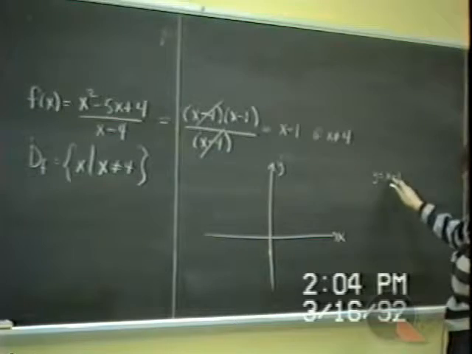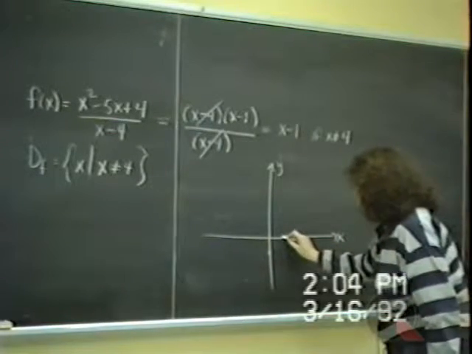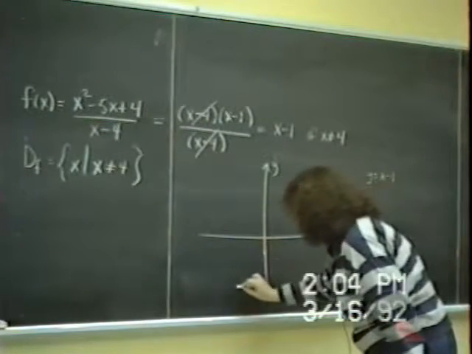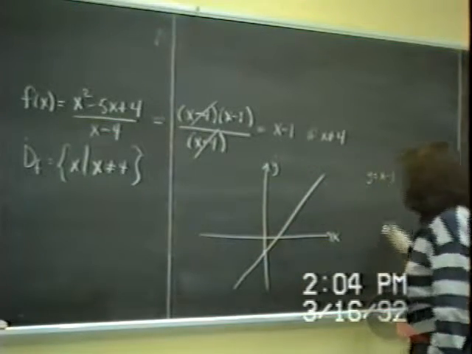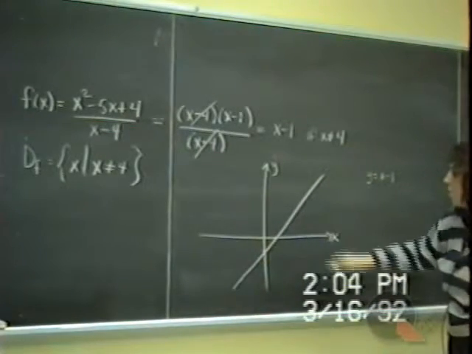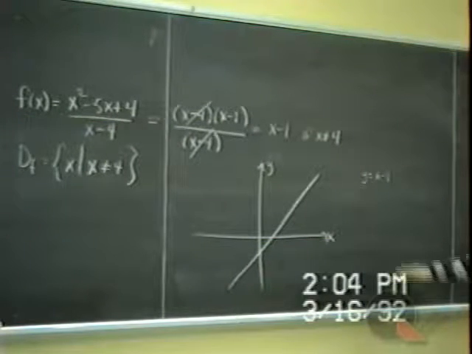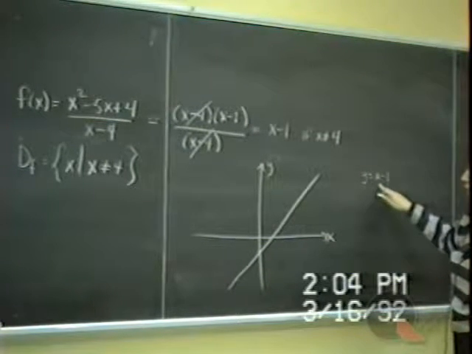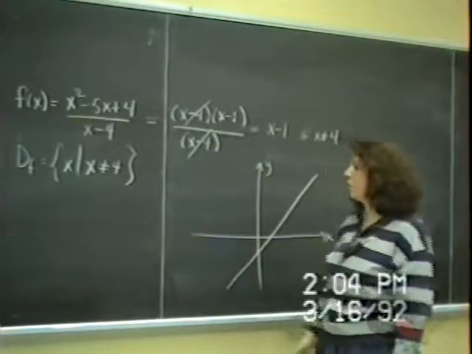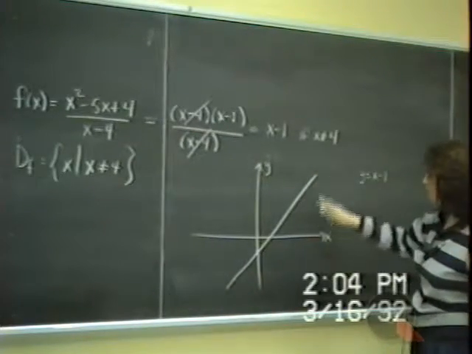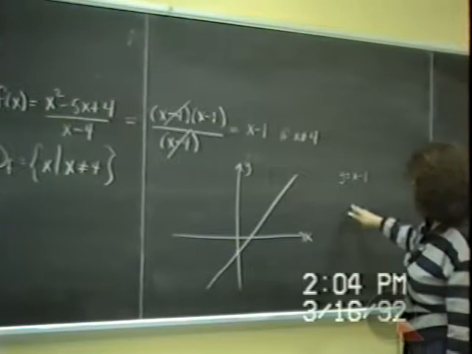If y is 0, x would be equal to 1, and it would look something like this. It would go through (0, -1) and (1, 0). Okay, now that's the graph of y equals x minus 1. But the domain of this function f is all x not equal to 4. So basically what we're going to get is a line with a hole in it.